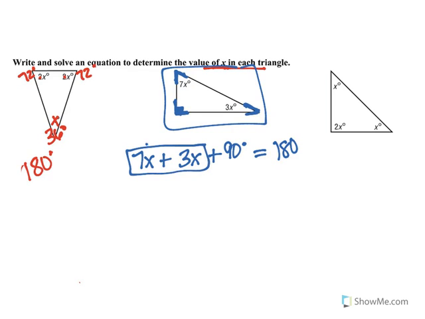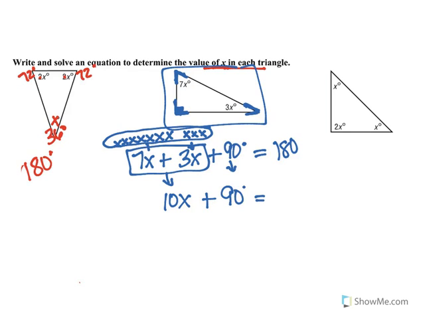Okay? This one here has 7 x's. 1, 2, 3, 4, 5, 6, 7. This one here has 3 x's. 1, 2, 3. All together, if you count your x's, I have 10 x's plus 90 degrees equals 180 degrees. I did it again. I apologize.